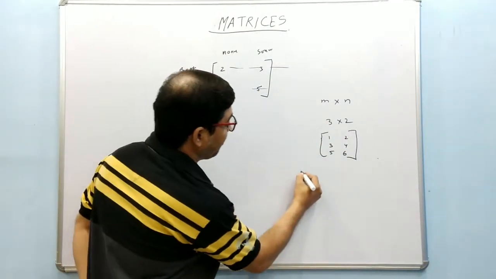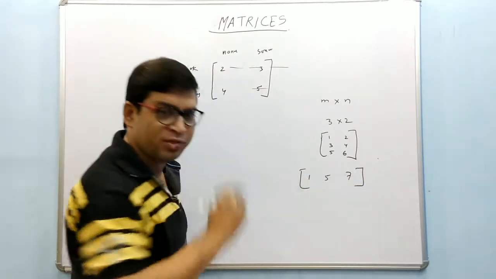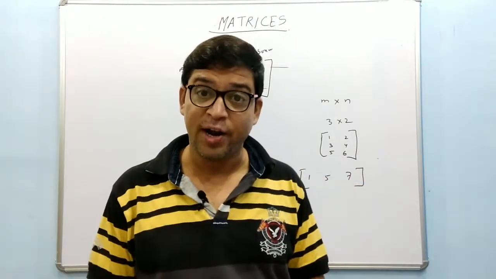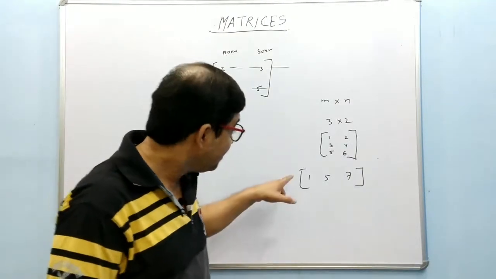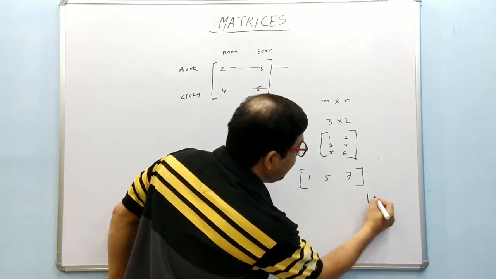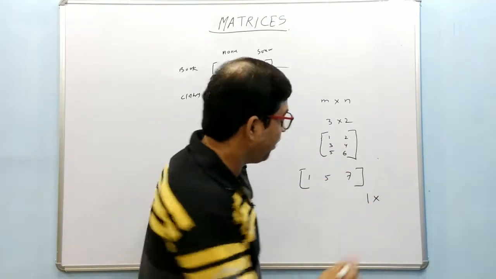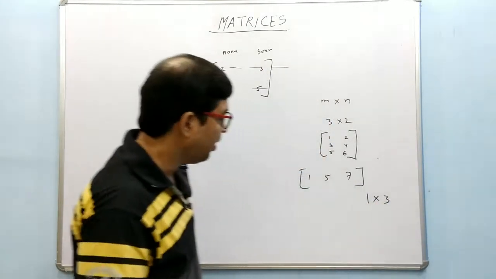Now I'm writing 1, 5, 7. Can you tell me the order of this matrix? Just try. See, 1 row is there. So 1 into, count the columns, 1, 2, 3. 1 into 3.